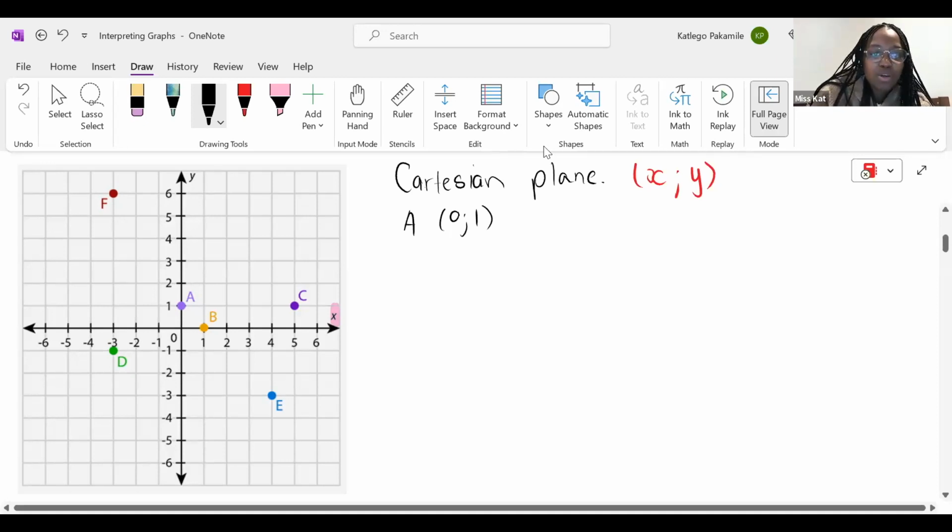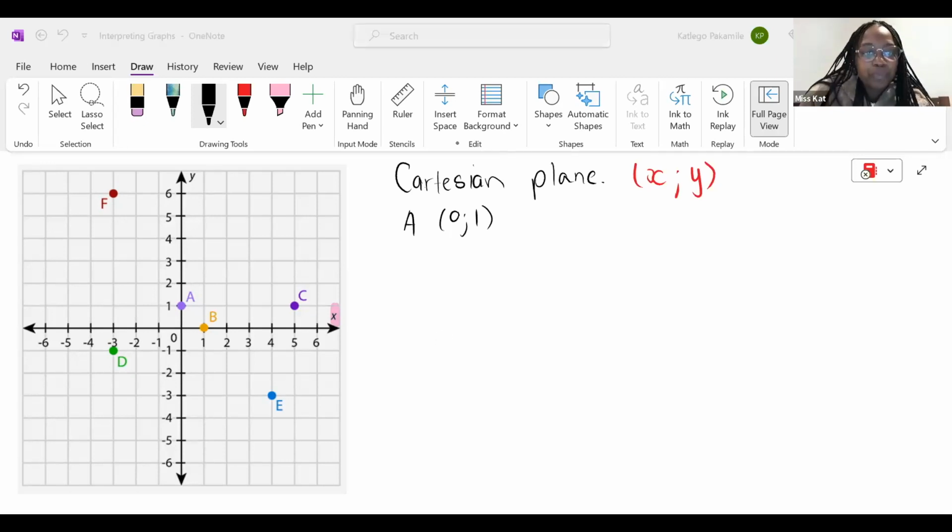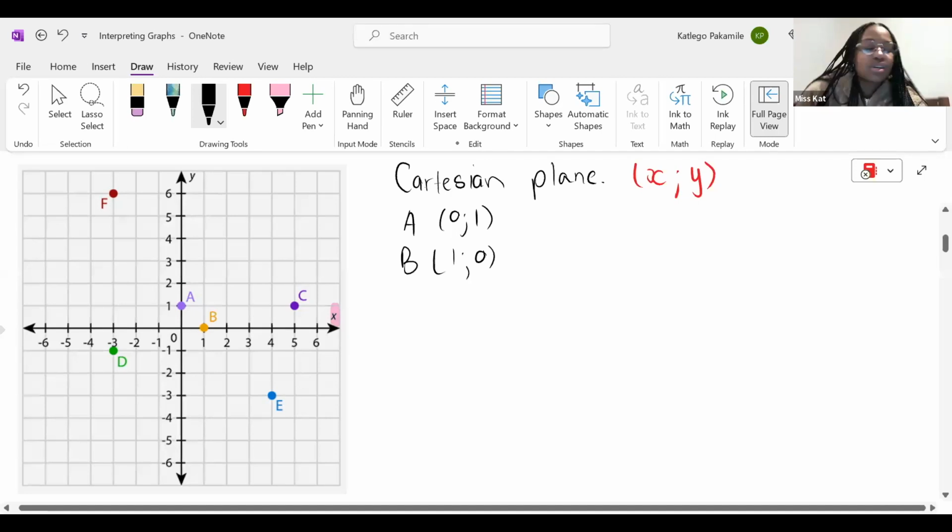Abu has already given me the coordinates for B. Abu says B is 1 and 0, which would be correct because this point is on the x-axis, which means your y-coordinate has to be 0. So your x is 1. You can see it clearly there, it's on the 1. But because it's on the axis, the y would be 0.